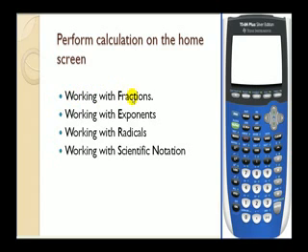Working with fractions is very easy on this graphing calculator. Now there is no special fraction key. Remember that a fraction bar is just a division symbol, so if I want to enter 1/2, I would just type in 1 divided by 2. Now if I hit enter, it will convert this fraction to a decimal.